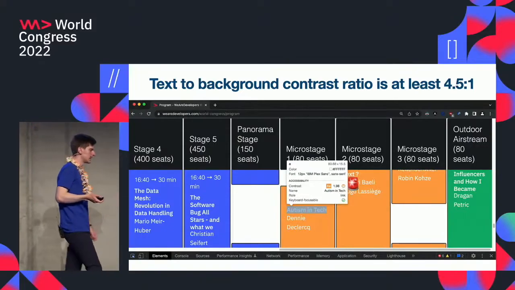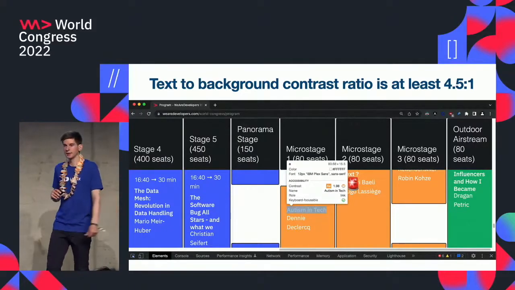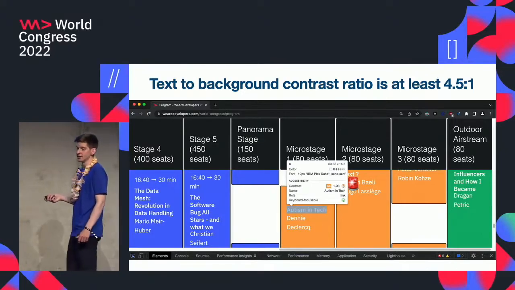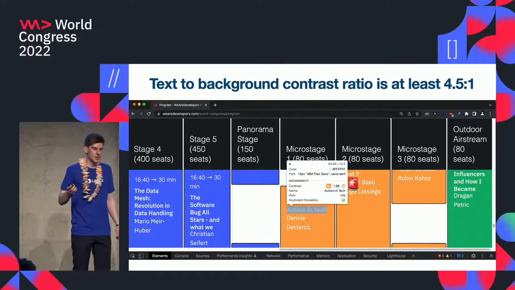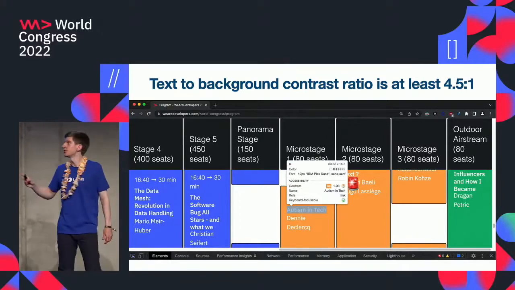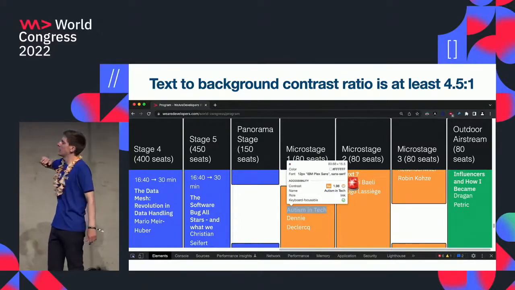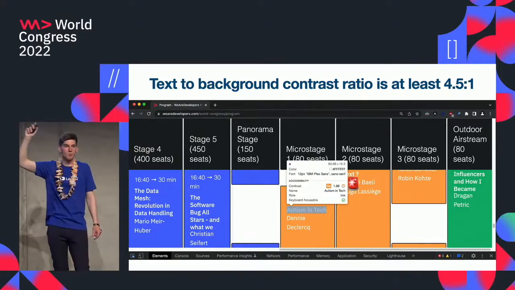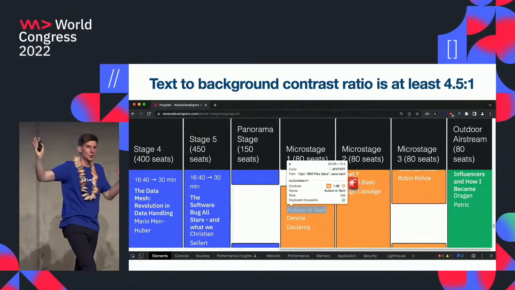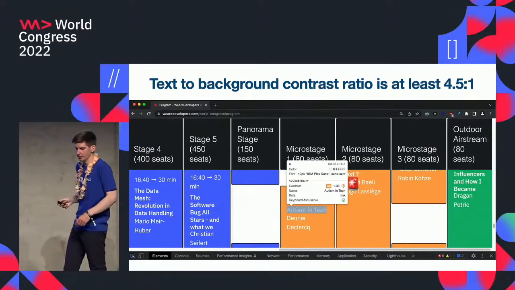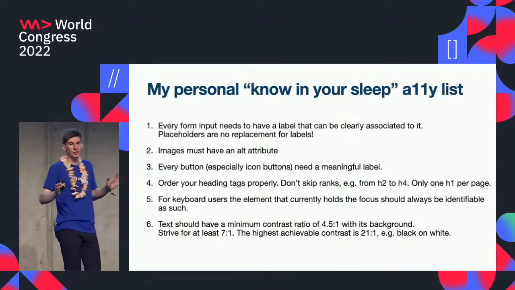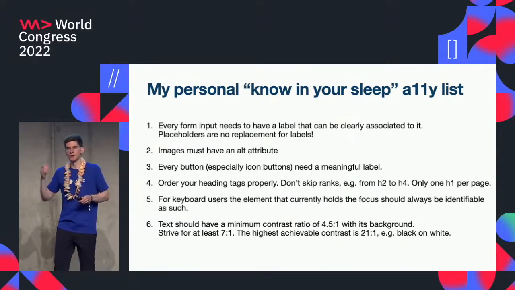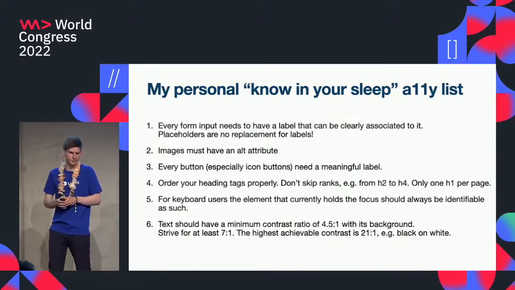Another important one is text contrast. And here I really like that modern browsers make it quite easy to quickly find issues in this regard. So you can see here that Chrome has highlighted the contrast here as 1.98. It should be more than 4.5, so we're quite far away here. So that was my personal know-in-your-sleep checklist. It's 6 items. I'm going to show it again in the end.